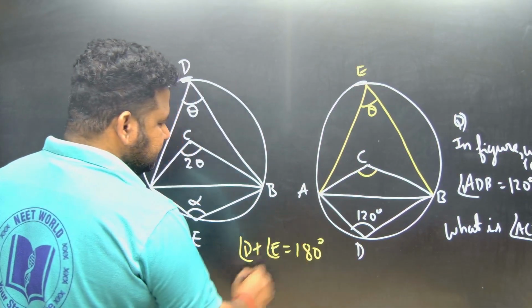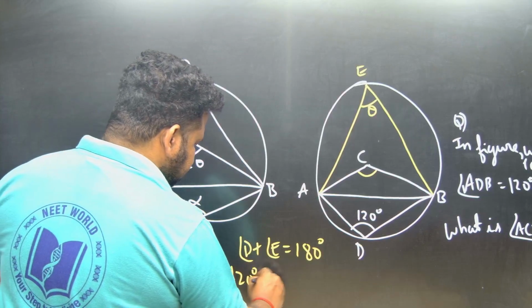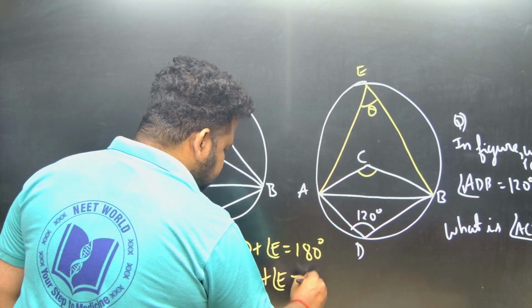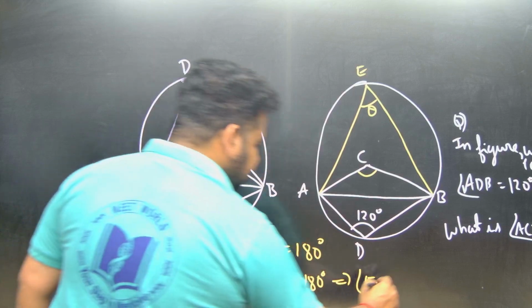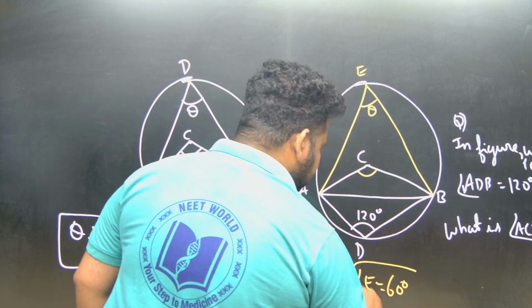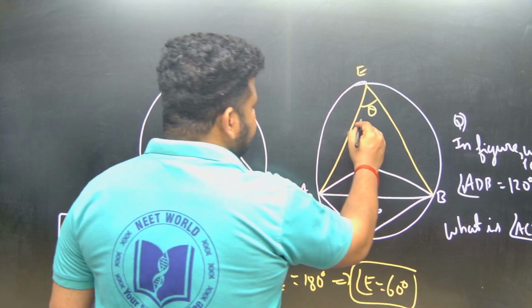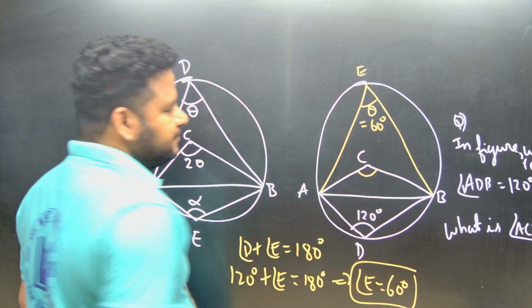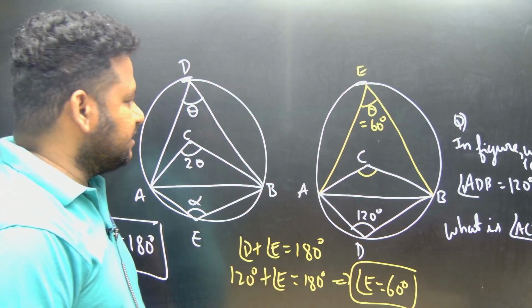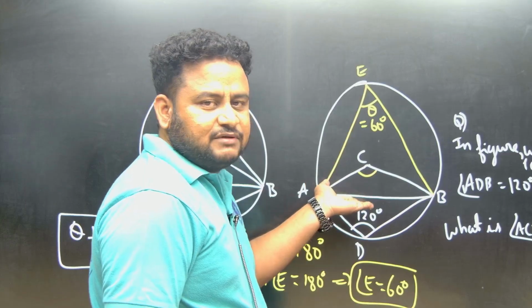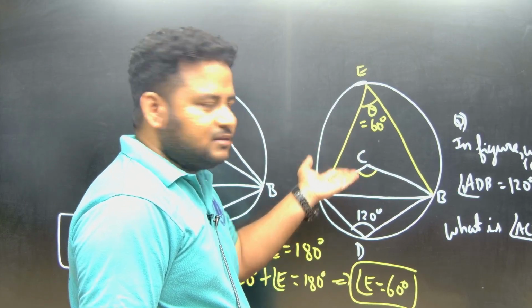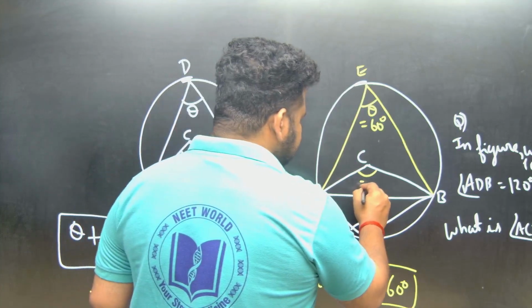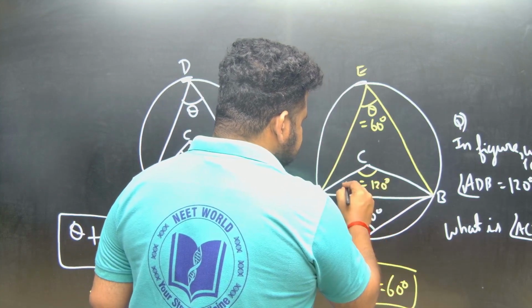Angle D is given as 120 degrees, plus angle E is equal to 180 degrees. That implies angle E is equal to 180 minus 120, that is 60 degrees. So we got theta value as 60 degrees. If this is 60 degrees, the angle at the center will be double that, so this will be equal to 120 degrees, because this is 2 theta.